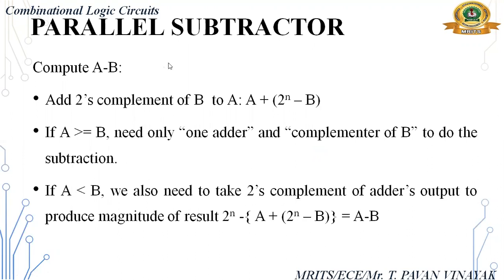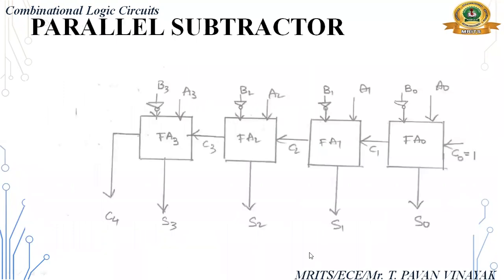Suppose A is less than B, what do we have to do? The output is available in 2's complement form, right? So you have to again take the 2's complement of it. You already know that one. So this is the circuit. I am taking a 4-bit circuit. If n bits are given, write n blocks. Like this, you have to draw the parallel subtractor.